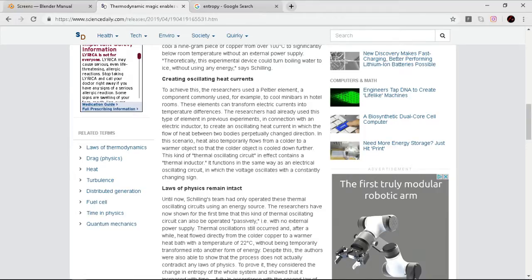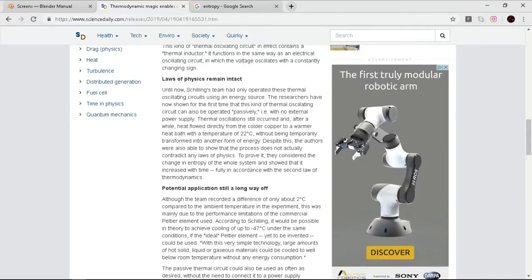This kind of thermal oscillating circuit in effect contains a thermal inductor. It functions in the same way as an electrical oscillating circuit in which the voltage oscillates with a constantly changing sign. Laws of physics remain intact.